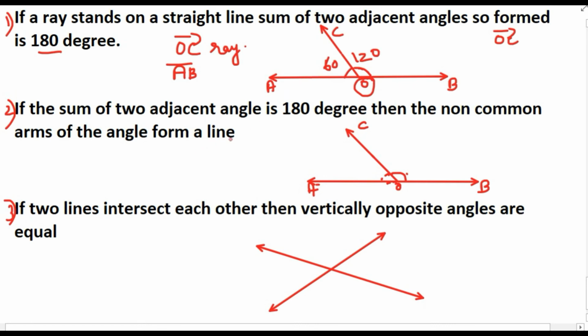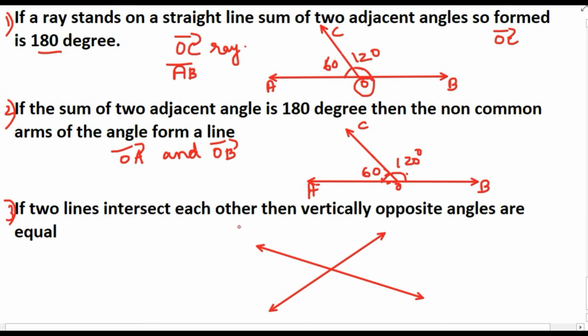In the same way, if the sum of two adjacent angles is 180 degrees, then we can say that the non-common arms of the angles form a line. For example, if this is 60 and 120, and these are adjacent angles and the sum of the adjacent angles is 180 degrees, we can see that OA and OB are non-common arms. They form a straight line.